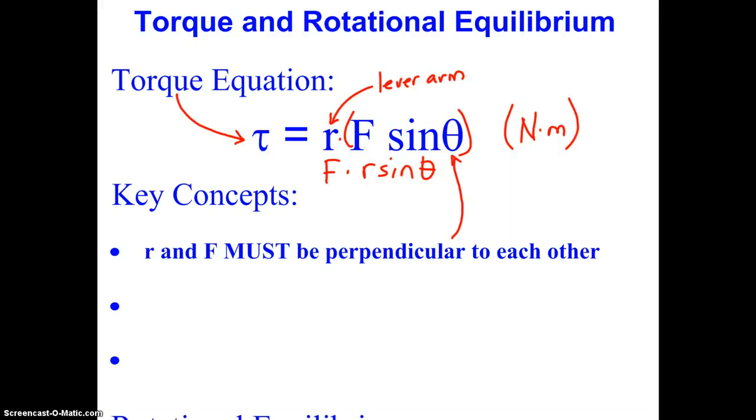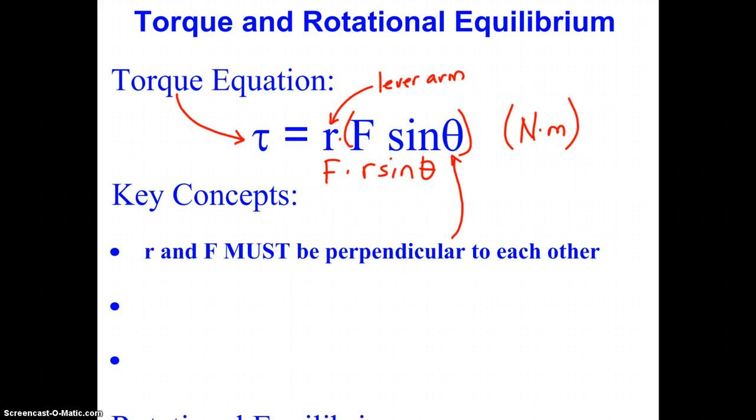But if the force is not perpendicular to the lever arm, and we'll see an example of that in a little bit, then you would take the vertical component of that force to find the component of the force that is perpendicular. So what we're saying in this first key concept is that R and F must be perpendicular to each other, and if they're not, then we have to find a component of one or the other that is perpendicular to the other.